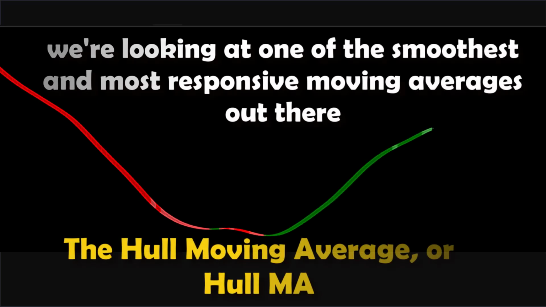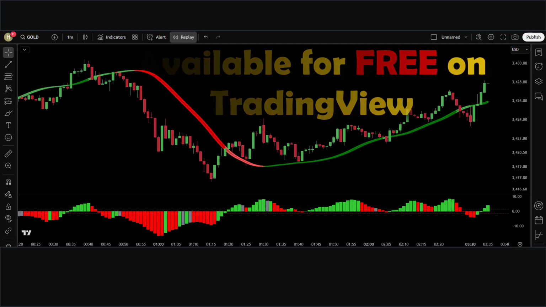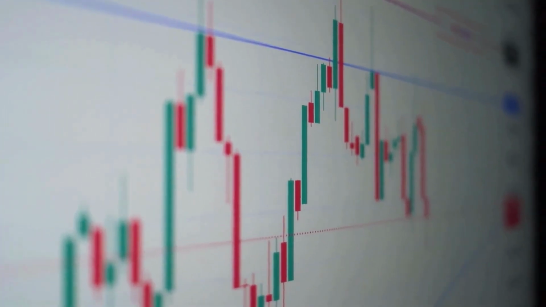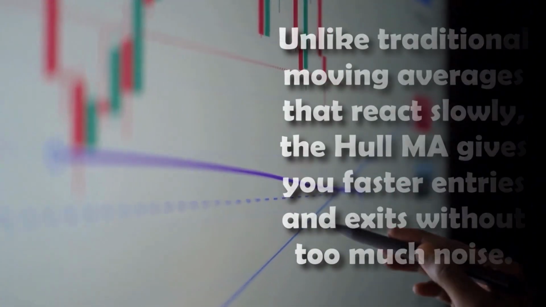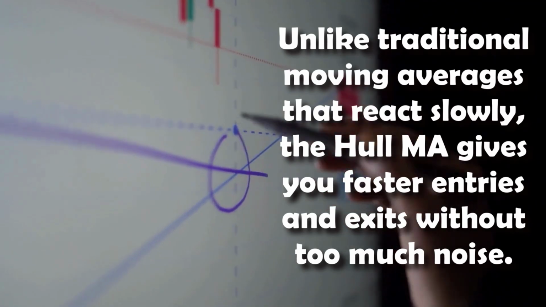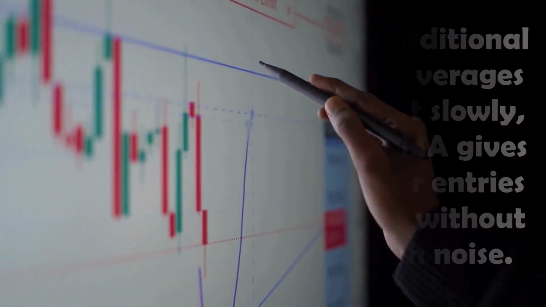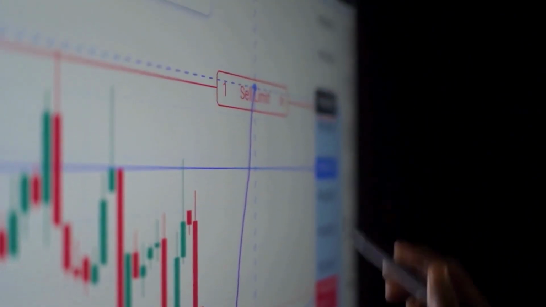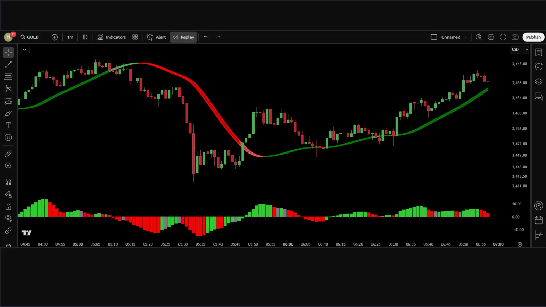the Hull Moving Average, or Hull MA. Available for free on TradingView, this indicator helps eliminate lag while keeping your trend signals clean and accurate. Unlike traditional moving averages that react slowly, the Hull MA gives you faster entries and exits without too much noise. Whether you're trading Forex, stocks, or crypto, this tool works across all time frames.